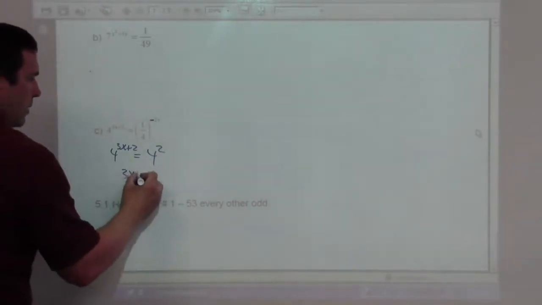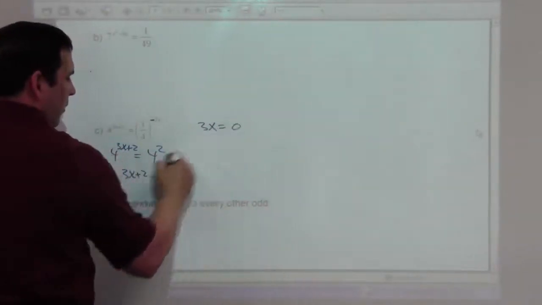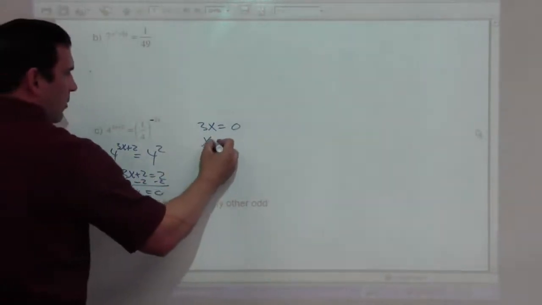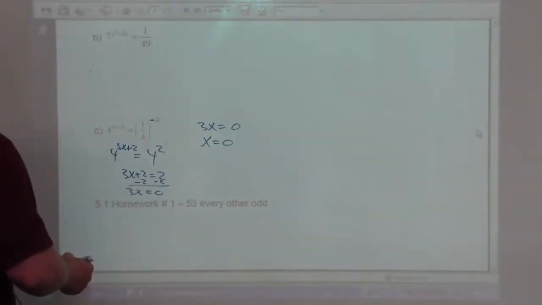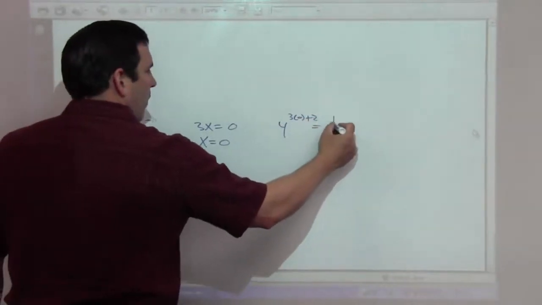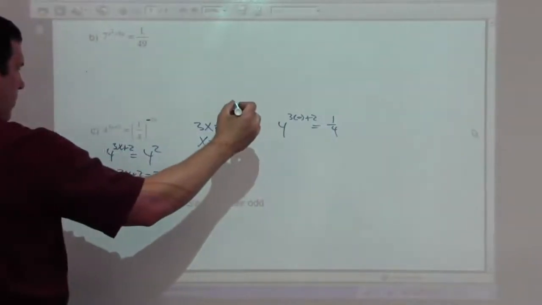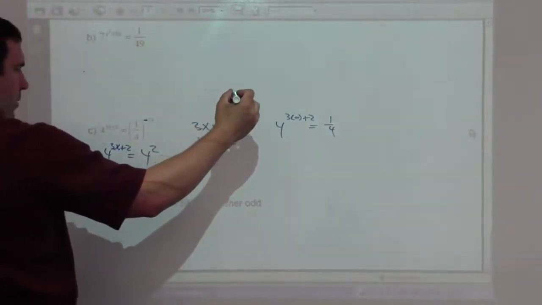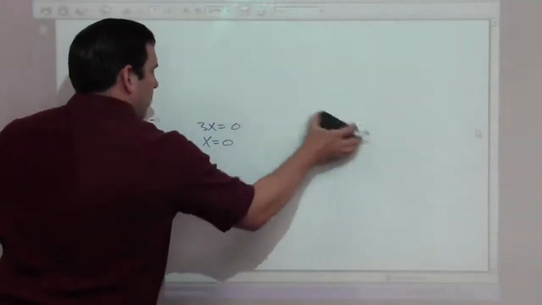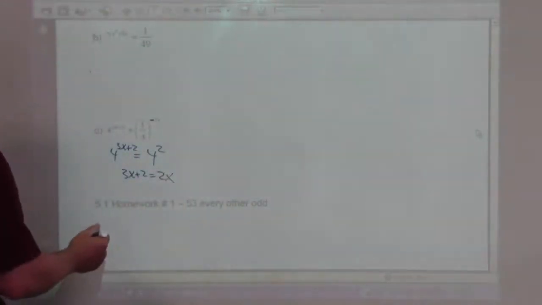So we could say 3x plus 2 equals 2. That power equals that power. 3x equals 0 if I subtract the 2 from both sides. So x would be 0. So is 4 to the 3 times 0 plus 2 equal to 1 over 4 to the negative... Oh, I'm sorry. There's a mistake. Back it up. That's equal to 2x. I forgot the x. Okay, now we can go on.